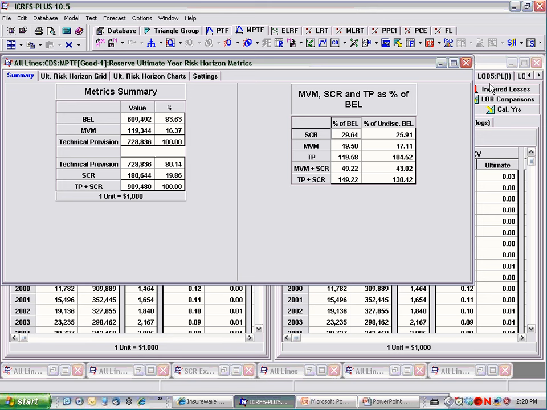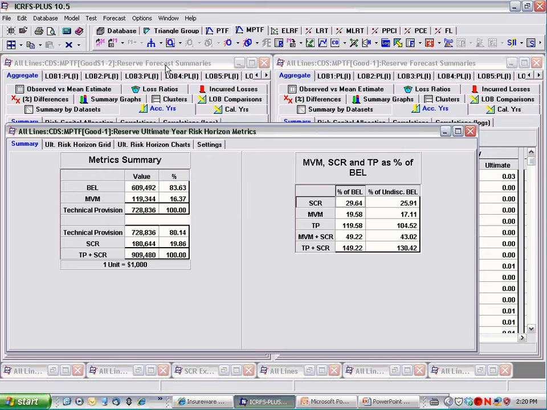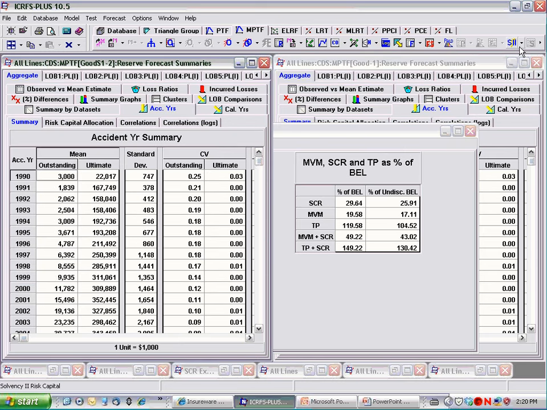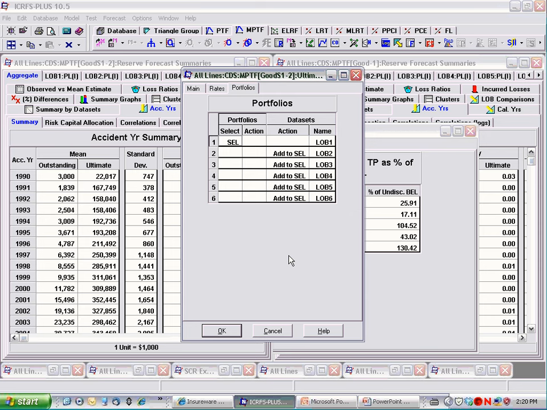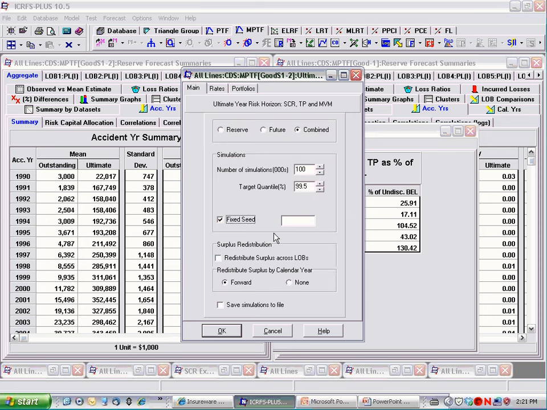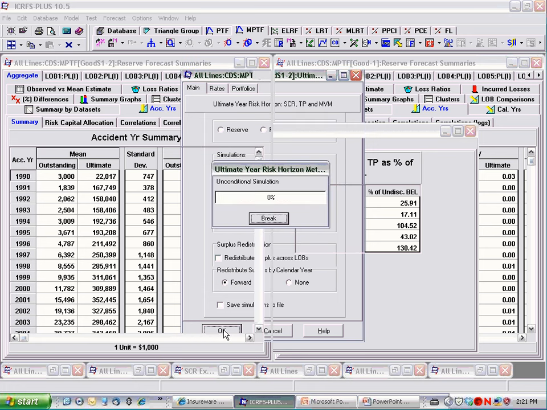Okay, let's do the other simulation now, where we're going to assume no fungibility. So we want to redistribute surplus. So basically we have 6 portfolios, each one contains just one LOB. And let's use the same seed. 5. Okay, let's do that.